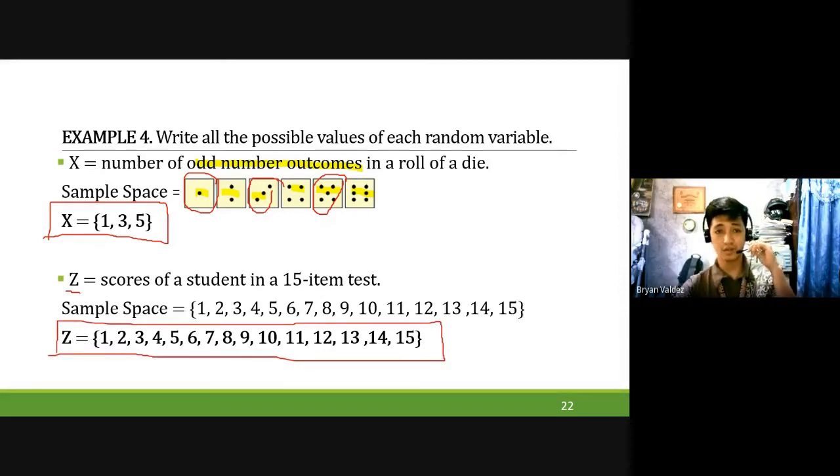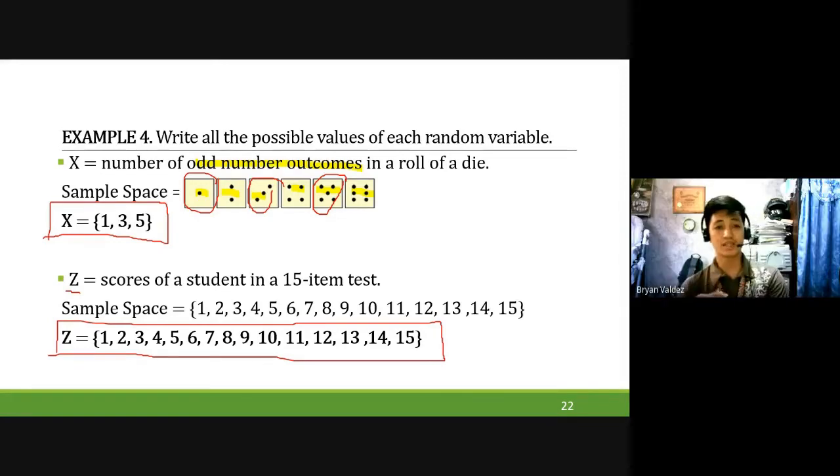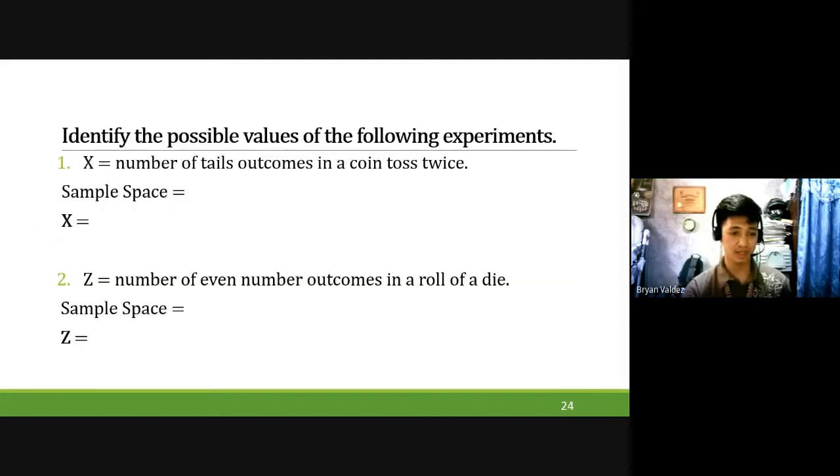Okay, nakuha po ba? Opo. Yes, opo sir. Okay. Basta tandaan lang natin, yung sample space, ilista natin lahat ng possible outcome. Okay? So, may quick assessment naman tayo para malaman natin.